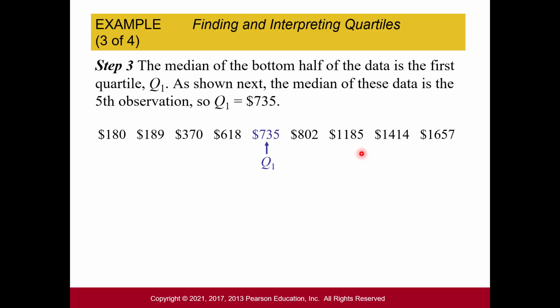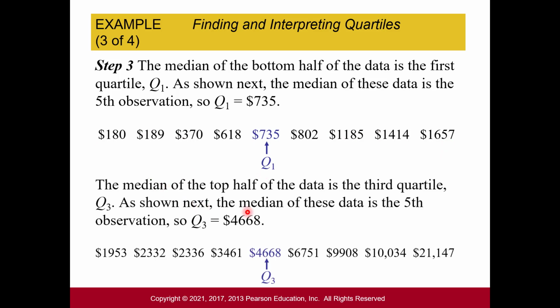So step 3, we need to do that same process again for the bottom half of the data and then again for the top half of the data. So the median of the bottom half for the first quartile would be Q1. If we had just the bottom half of our values from our data set, notice it is an odd number, so there is an exact middle value. So the middle of our data here, our middle value point, is 735, so that's Q1. It's halfway between the beginning and the end of the bottom half of our data.